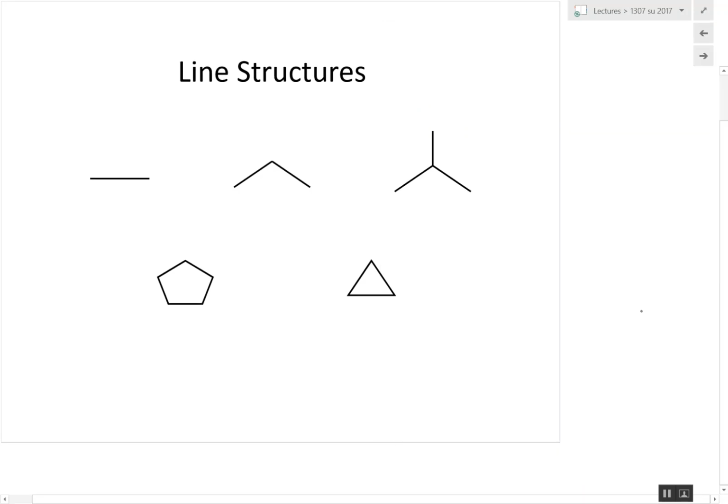Line structures. We'll talk a little bit later about cycloalkanes. So this is cyclopentane. There's 1, 2, 3, 4, 5 carbons cyclized. They're not in a chain, it's in a ring. And that would be cyclopentane, to be distinguished from pentane.